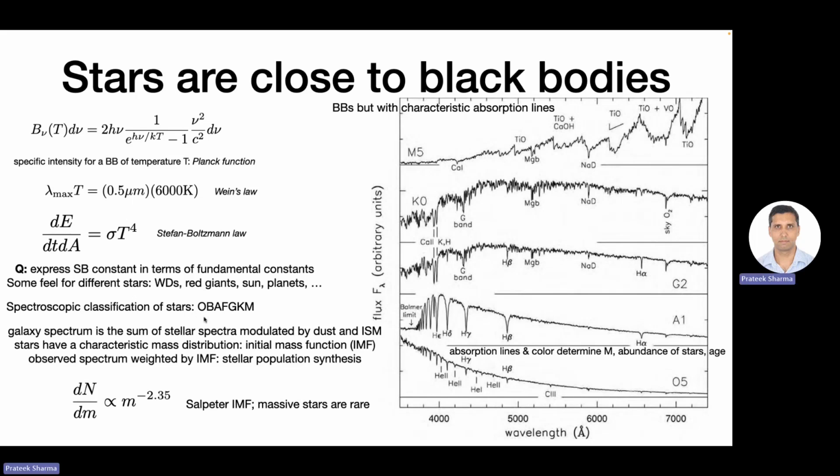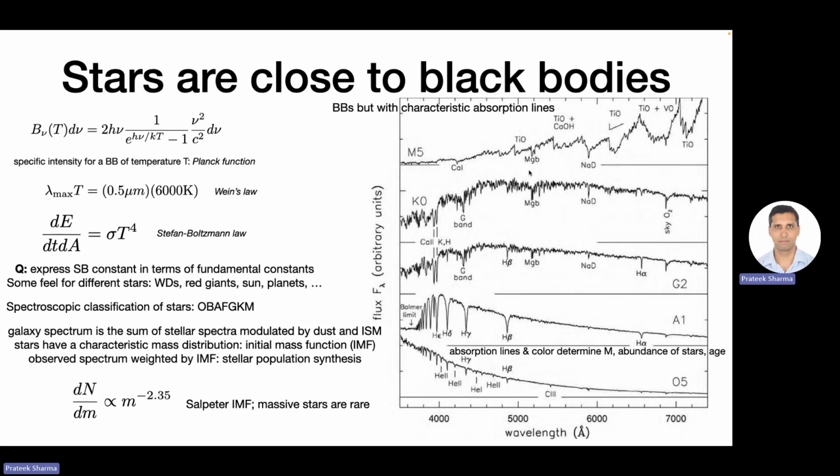So this is the classification of stars: O, B, A, F, G, K, M. O are the most massive, hottest stars. M are the lowest mass, coolest, around 3,000 Kelvin or so. And there are also L stars and brown dwarfs and so on. And going to the planets, they are even cooler.